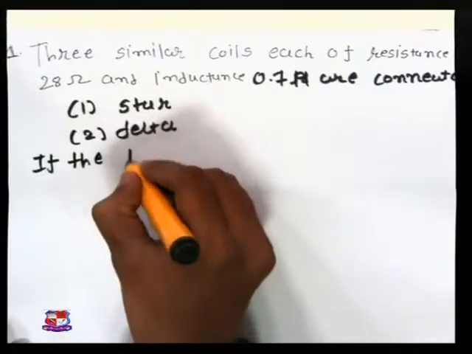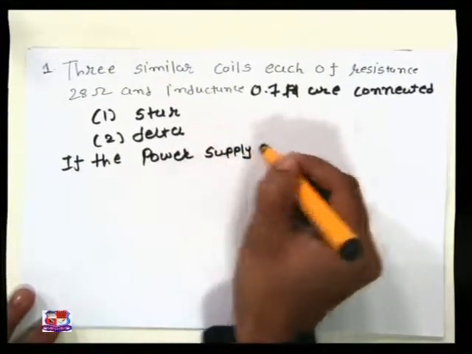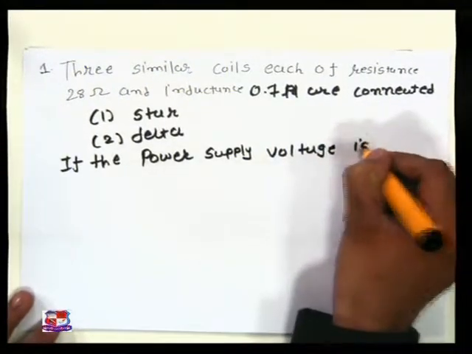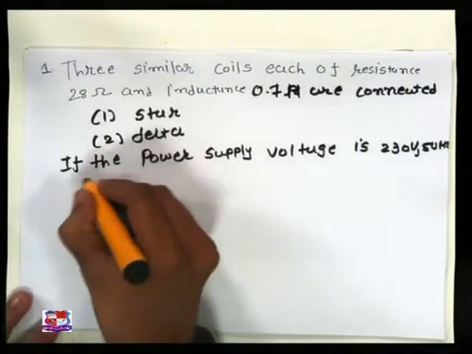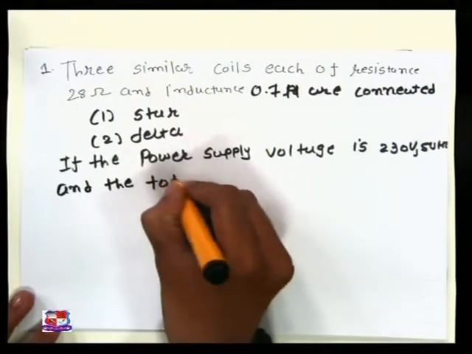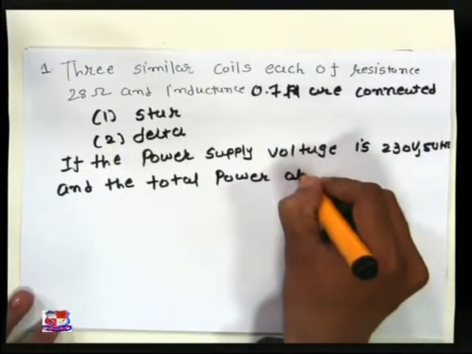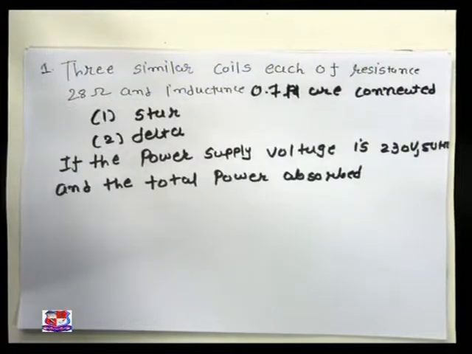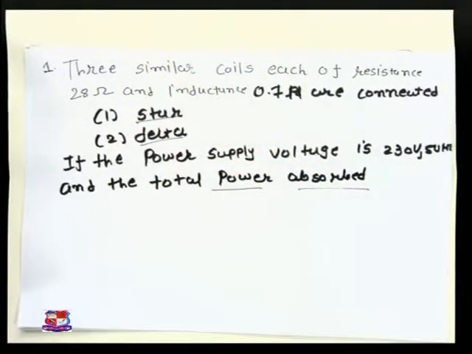If the power supply voltage is 230 volt, 50 hertz, find the total power absorbed in the star connection as well as in the delta connection.